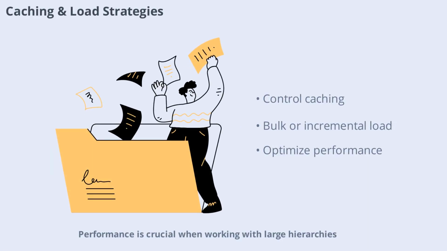Performance is crucial when working with large hierarchies. The cache option lets you control whether the generated hierarchy is cached for faster navigation. The load option determines whether the entire source table is loaded or just the reachable rows. By tuning these settings, you can optimize performance for both ad hoc queries and repeated analyses.